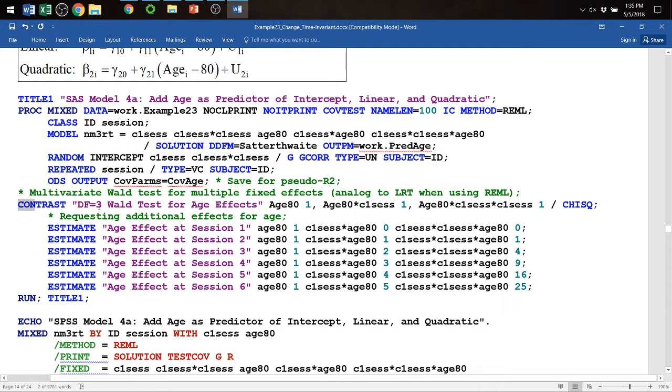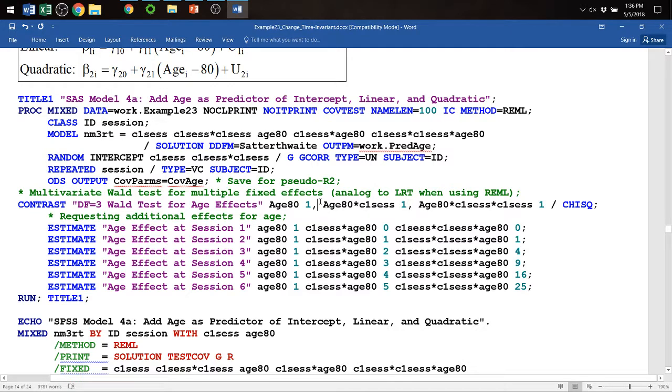This contrast statement right here is the first time you've seen this. This is an example of how to do a multivariate Wald test. This answers the question, does age matter at all? So I am lumping together the main effect of age, the interaction with time, and the interaction with quadratic time as one test. And it understands that there are to be 3 degrees of freedom for this test by my use of commas. So there's a little job security for you.